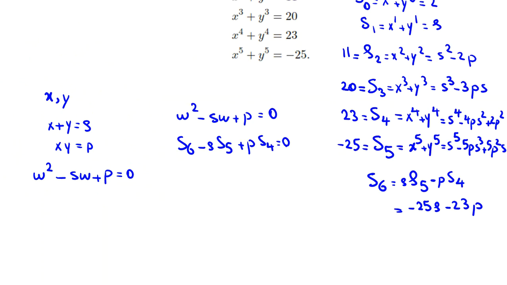Now we've reached S6. Okay, here we said S6 is negative 25s minus 23p. Let me copy and paste.